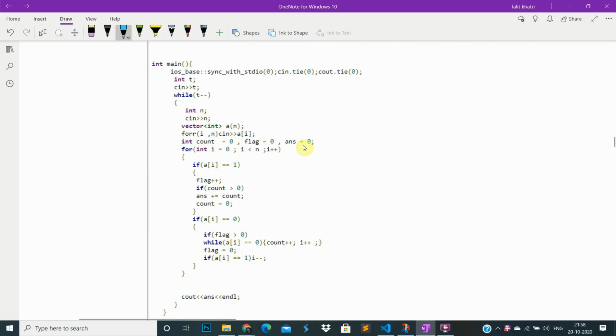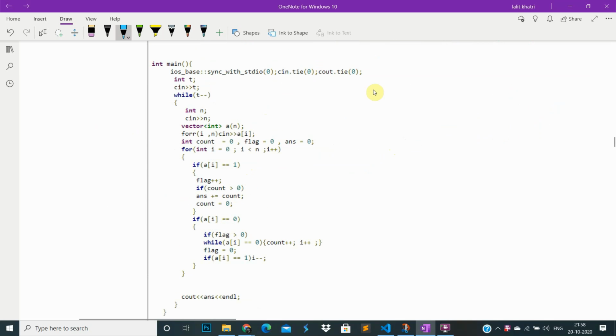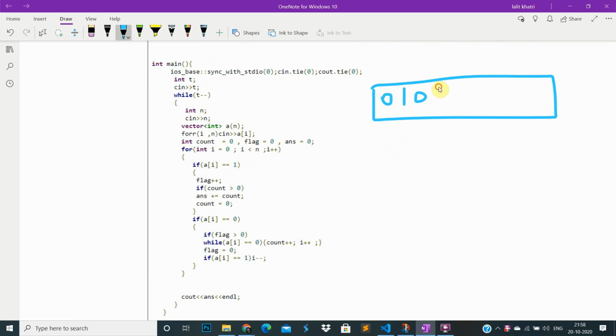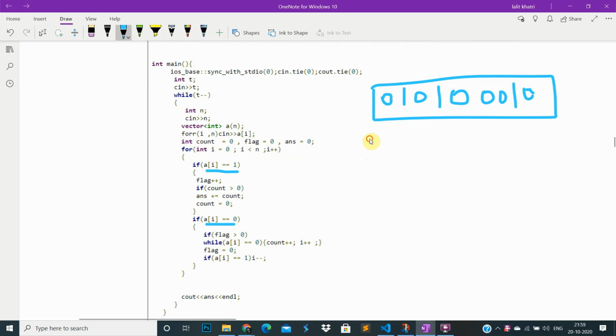This is my approach of implementation. Suppose this is the array or bookshelf, like here is 0, here is 1, here is 0, here is 1, and 0, 0, 0, or 1, 0. So what we do is, we have taken two variables, count and flag.